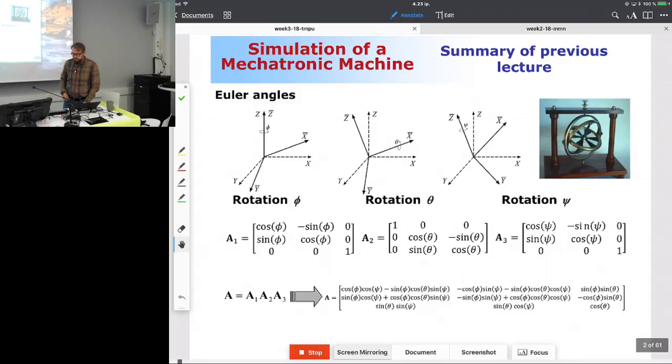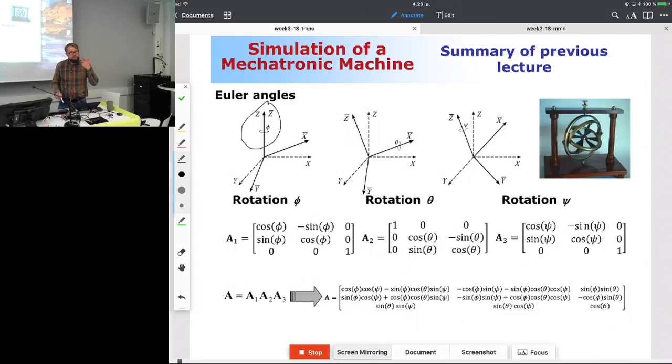A short summary of what we did last week. Last week we discussed rotations in three-dimensional space. We used a method called Euler angles, which is based on three successive rotations. The way it operates is that the first rotation takes place around the z-axis. So this is the first rotation.